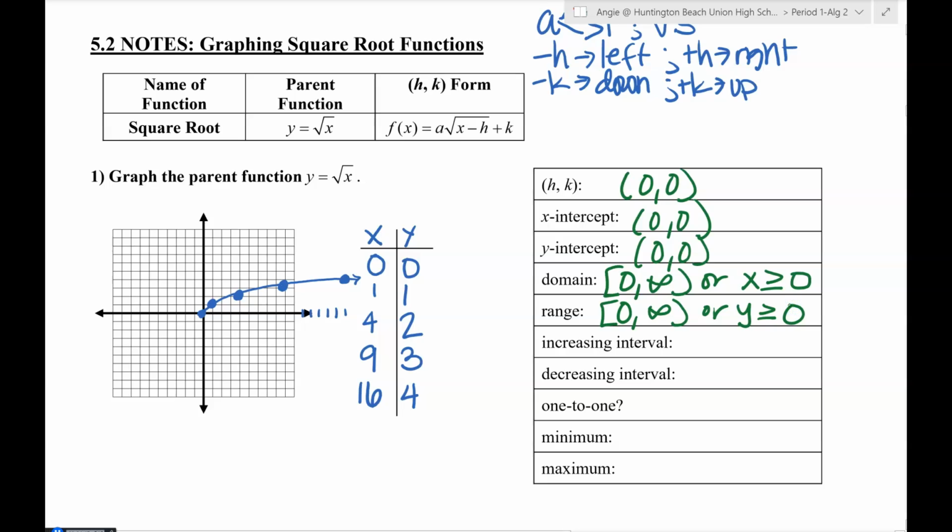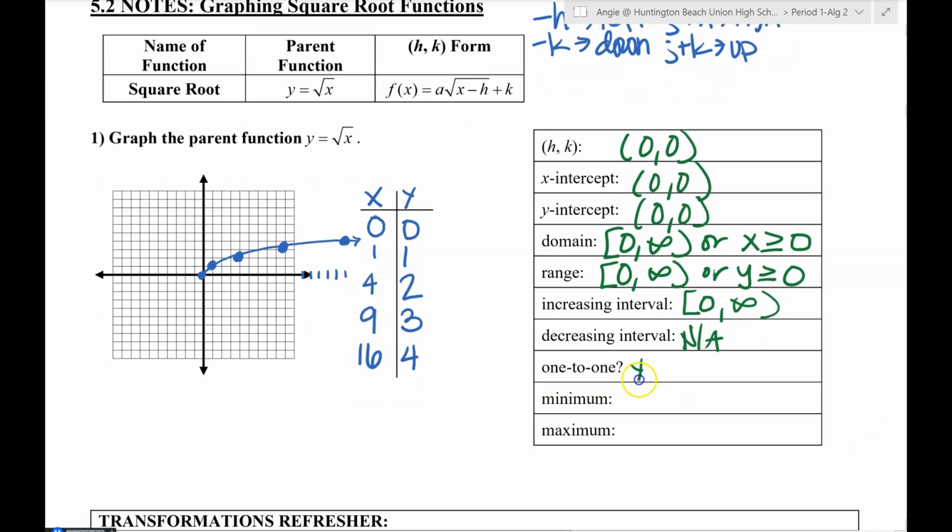Now, as you can see here, the graph is always increasing, and it's increasing on the entire domain. So meaning that every single x value is increasing. That means you have nothing left for decreasing, because if every single x value is on the increasing interval, then nothing else is left over. It is definitely a 1-to-1 because it passes the horizontal line test, right? So whatever horizontal line we make, it only intersects at most one time.